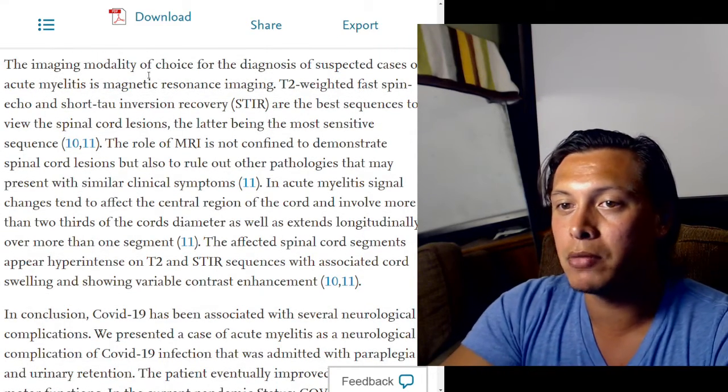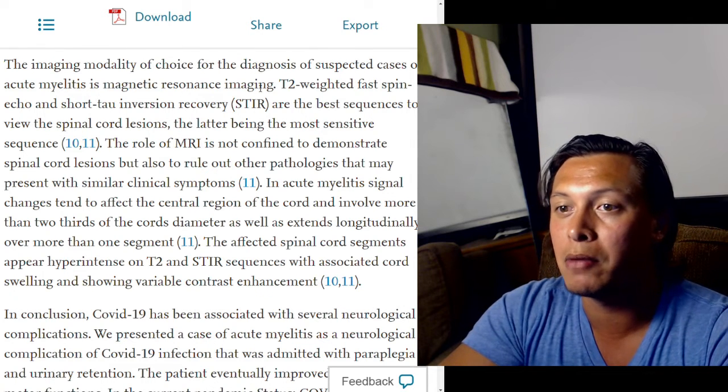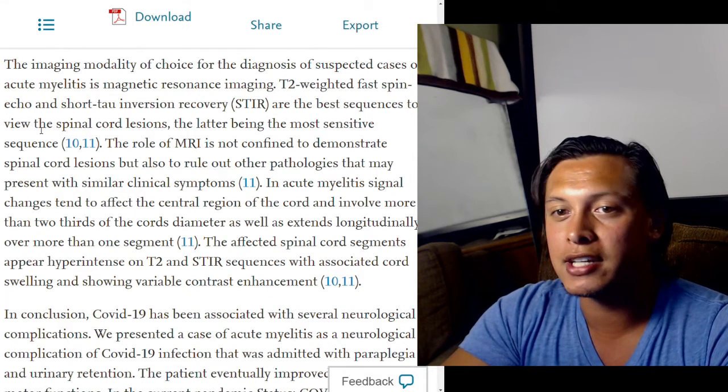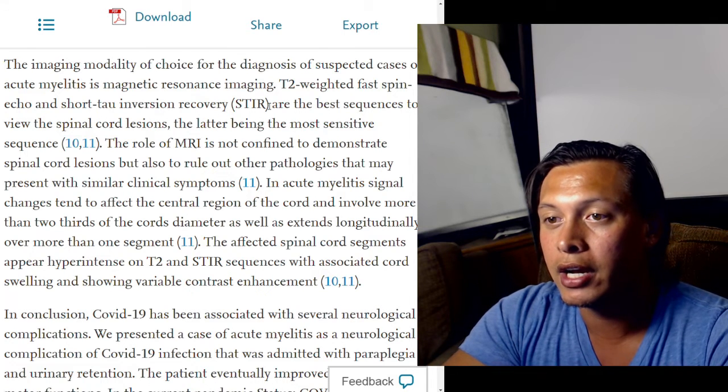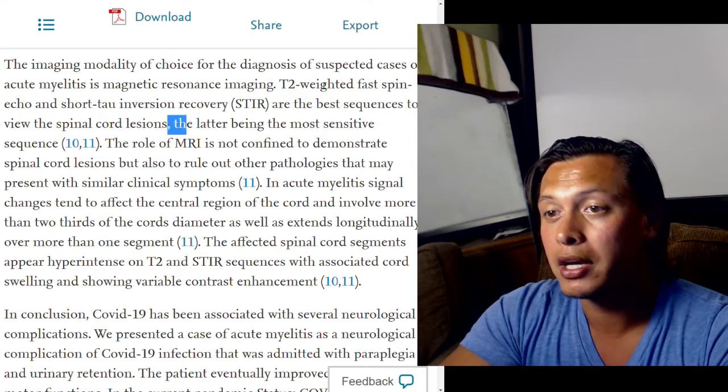The imaging modality of choice for the diagnosis of suspected cases of acute myelitis is MRI. T2-weighted fast spin echo and short tau inversion recovery are the best sequences to view the spinal cord lesions.